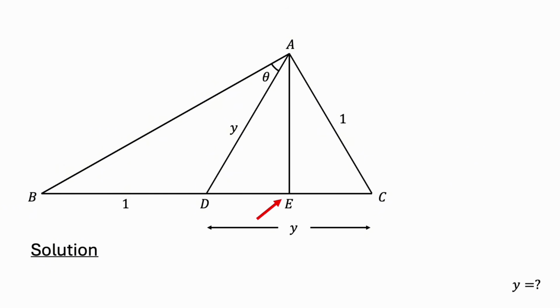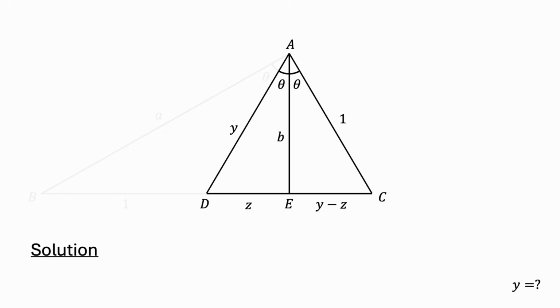First, let E be a point on CD such that angle EAD equals theta and angle CAE equals theta. Next, let's denote the length of AB as a, the length of AE as b, and the length of DE as z. Then the length of CE equals y minus z. Following this, consider triangle ADC and the line AE.